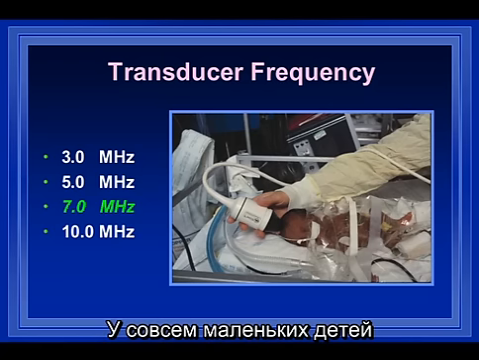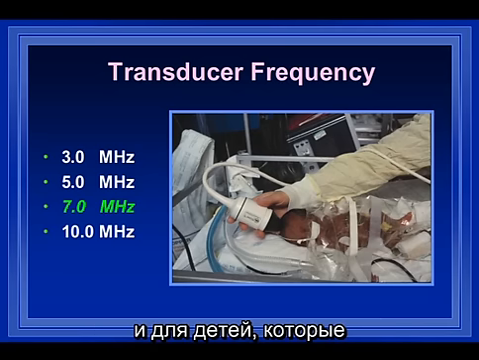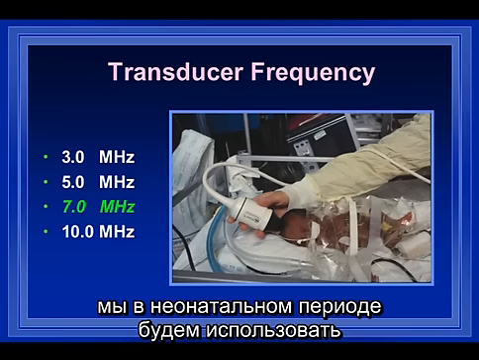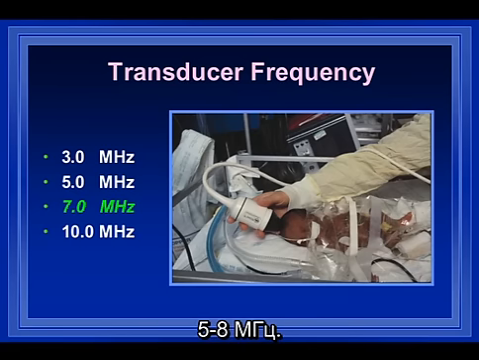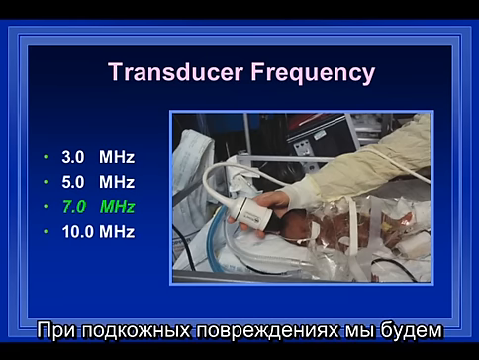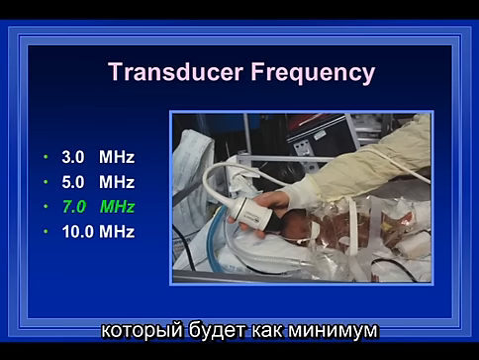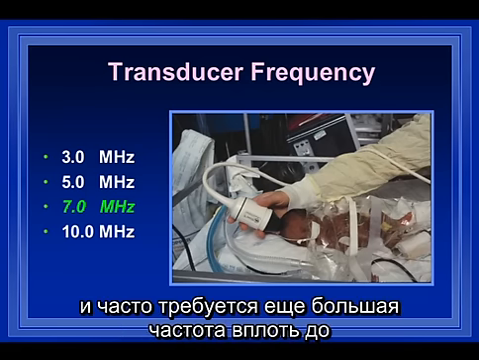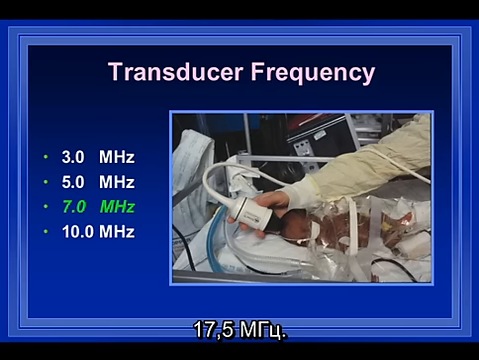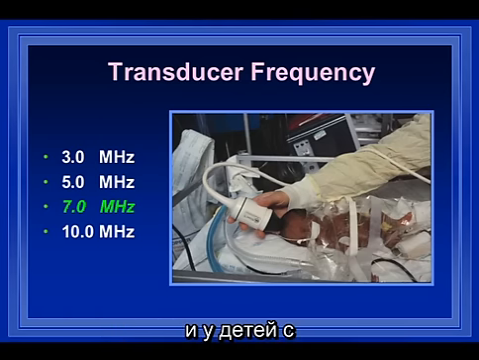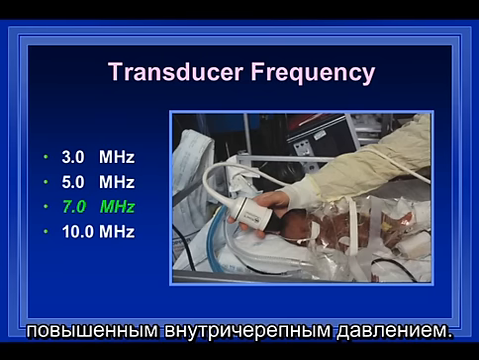In babies who are somewhat smaller, we may use a 5 megahertz, and then in the babies who are premature or full term, we will, in the neonatal period, use an 8.5 megahertz. For scalp lesions, we will generally use a linear array probe that is at least 10 megahertz, often going as high as 17.5. The posterior fontanelle is generally open until 0 to 4 months of age and may be open longer in premature infants and infants who have increased intracranial pressure.